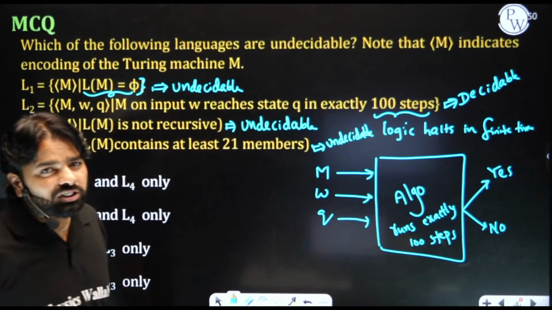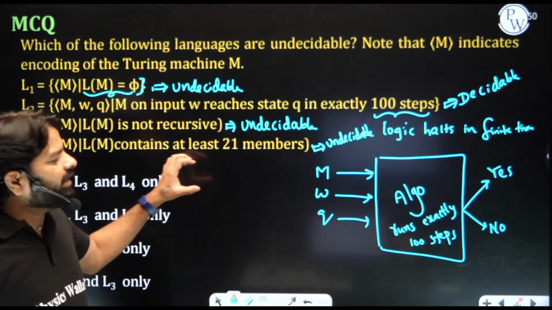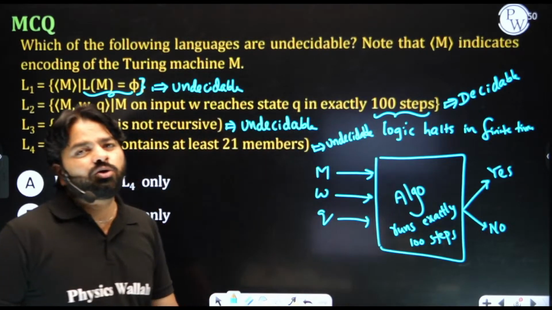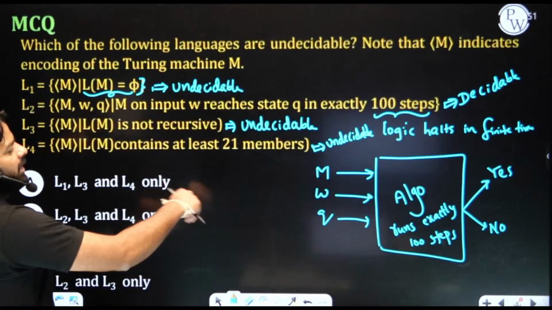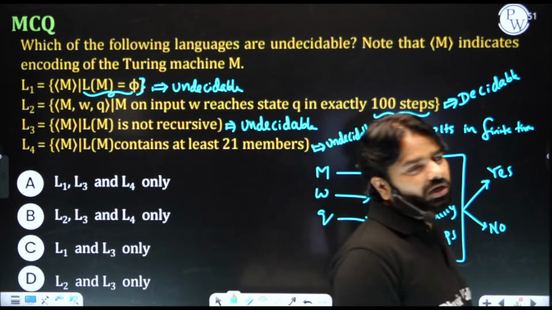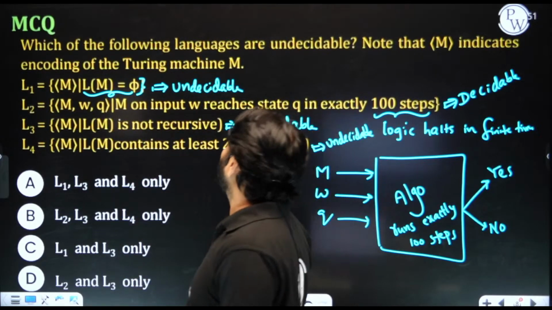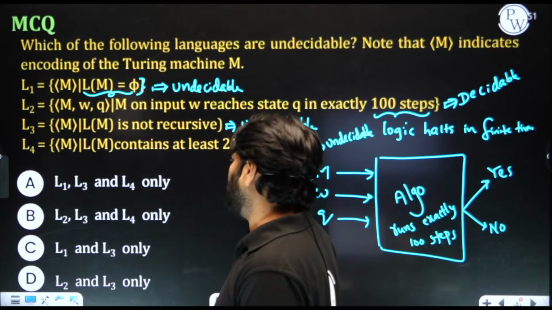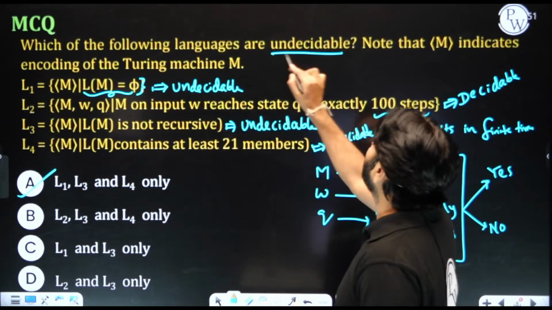But it is partially decidable. Those machines who are able to accept at least 21 members, you can find them. But if any machine is not able to accept at least 21 members, you may not have a logic for them. Anyhow, even though partially decidable, it is undecidable. You will have a Turing machine, but you can't build a halting Turing machine. You can write a program, but you can't write algorithm. So that's very important. So L4 is undecidable. Now L1, L3, L4 are undecidable. You need to identify undecidable.